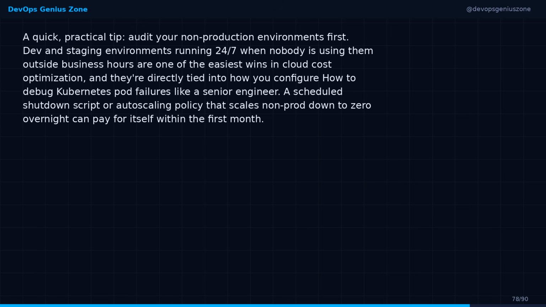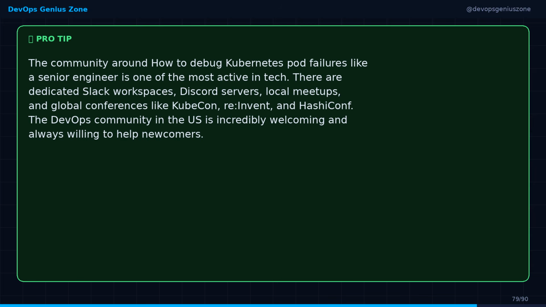I've seen companies waste tens of thousands of dollars simply because they never set resource requests. A quick, practical tip: audit your non-production environments first. Dev and staging environments running 24/7 when nobody is using them outside business hours are one of the easiest wins in cloud cost optimization, and they're directly tied into how you configure your setup. A scheduled shutdown script or autoscaling policy that scales non-prod down to 0 overnight can pay for itself within the first month.